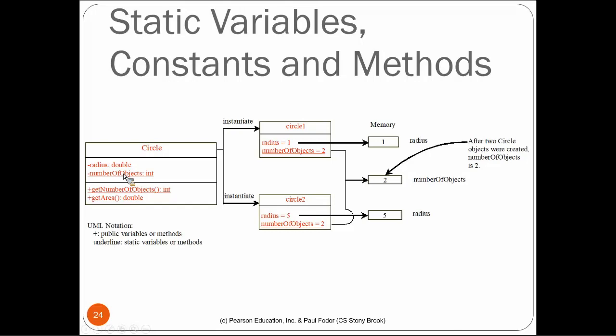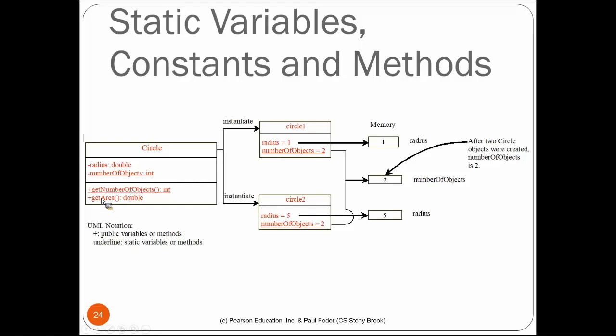So for instance, the number of objects that were created with the class is really a property of the class itself. So how can we do that? Every time we create an object of the type of that class, we increment this number of objects. We can access this number of objects either by using the object itself, like circle1.numberOfObjects, or we can access it using the Circle class.